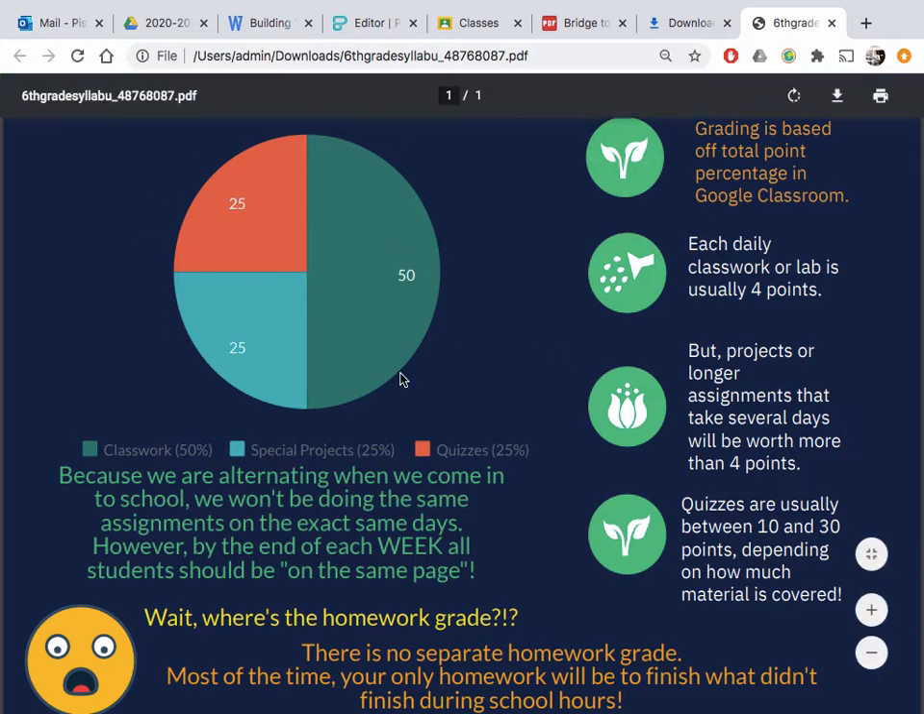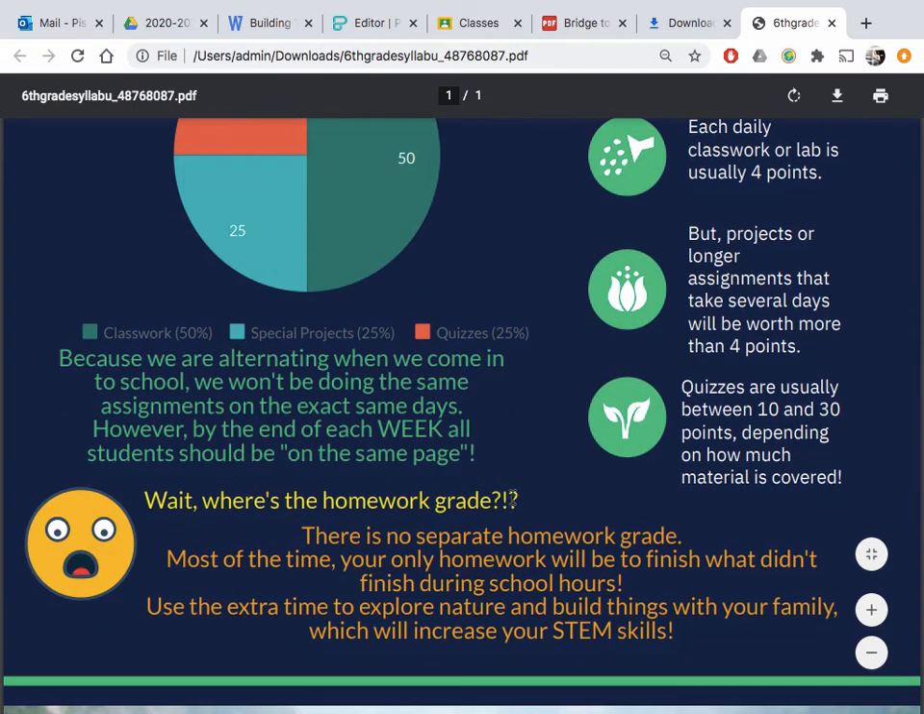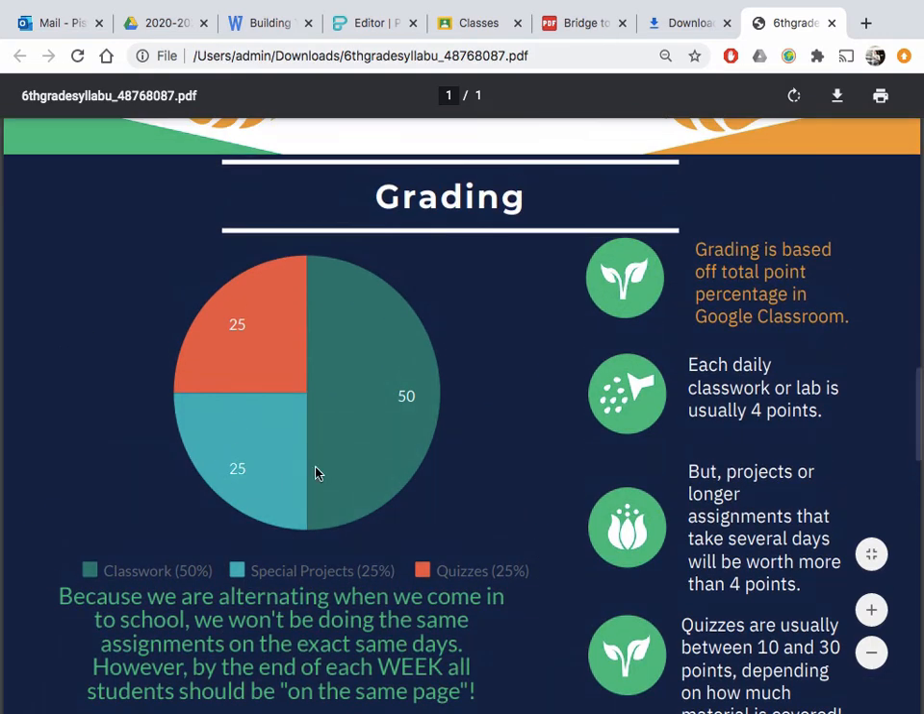By the end of each quarter, you should end up where classwork is 50%. The daily classwork is 50%. Special projects are 25%. Quizzes are 25%. You may have noticed that there's no homework percent on this chart.